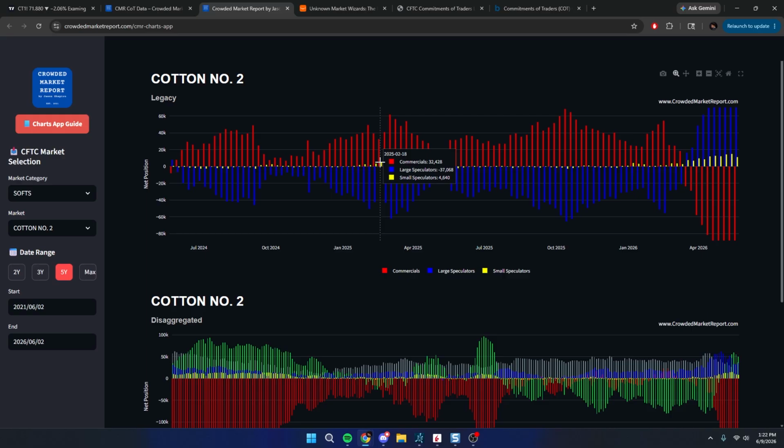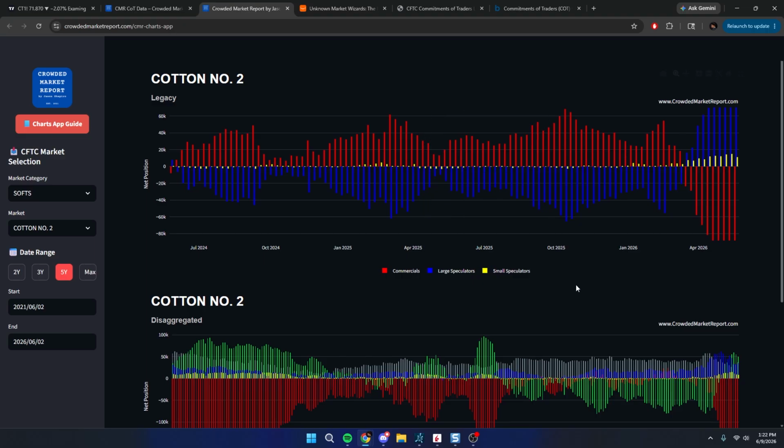Small speculators are pretty much anyone who is not a large trader. If you're trading a particular size, you have to report your size to the CFTC. So if you're a big fund out there and you're long a couple hundred contracts of cotton, you've got to tell the government about that. You have to by law. And this gets reported here.